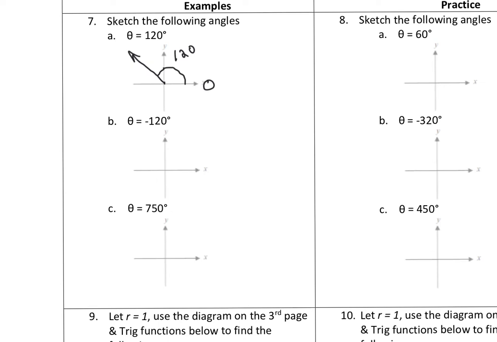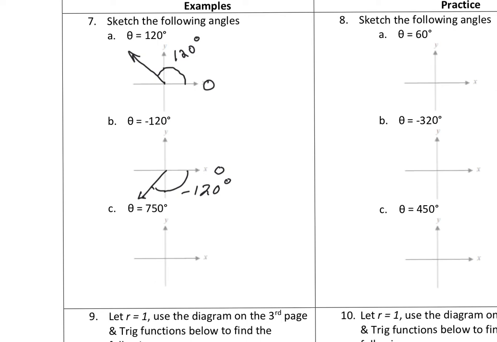Negative 120, part B. I'm doing the same thing as in part A, but instead of going counterclockwise, I go clockwise. So I go all the way this way. I hit negative 90, basically going backward. That's actually 270. That's negative. Then I go this direction a little bit further, and now I am tracing an angle this direction. This is the direction I'm moving. This is negative 120 degrees. So that's the only difference between those two.